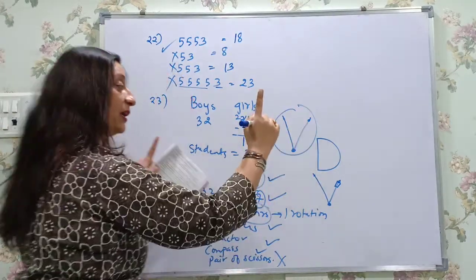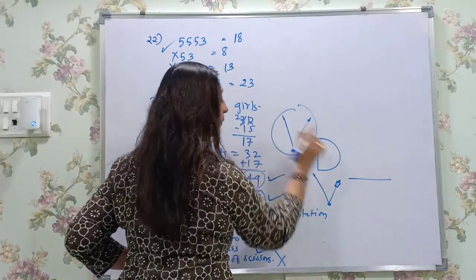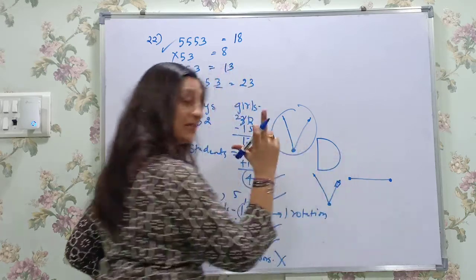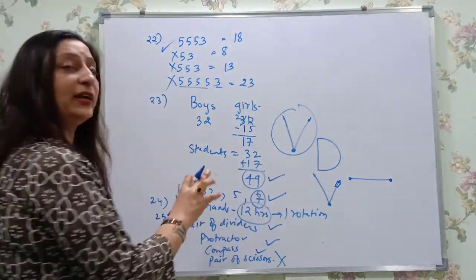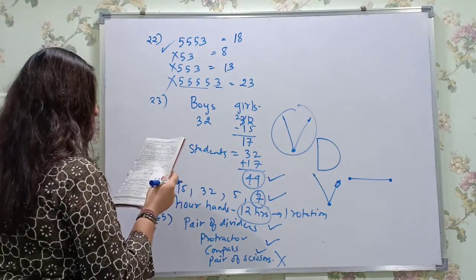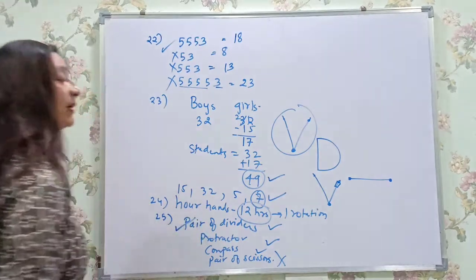So this is your pair of dividers. Using this you can find out the distance between 2 points. How? Suppose there is a line. So you put this 1 point here, you put this 1 point here. So you will be able to find out the distance between them, and then you measure on your scale. So which instrument would you use to measure the distance between 2 points? It is a pair of dividers.